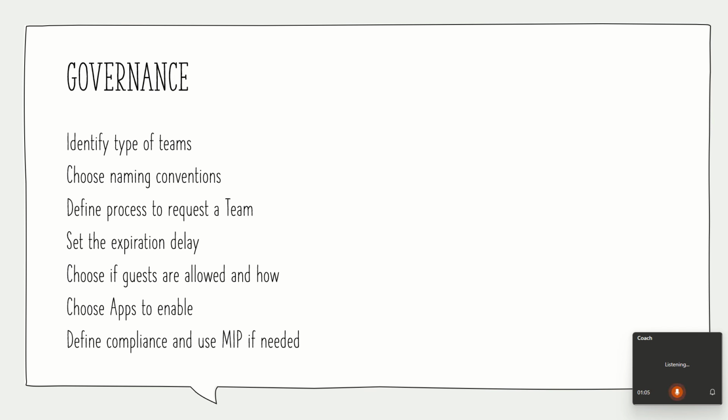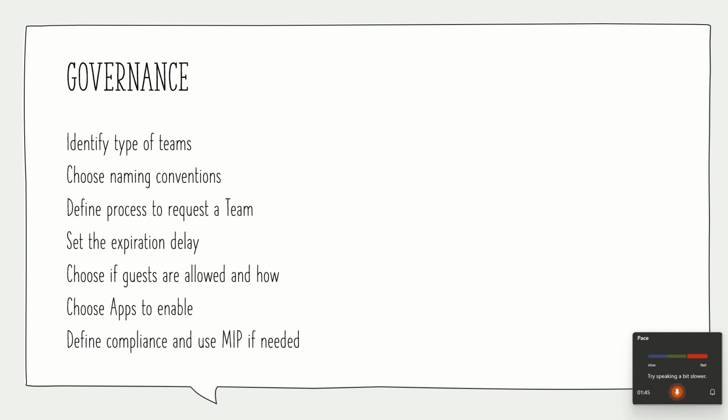Choose if guests are allowed and how they are allowed to join a team. So maybe some enterprises, some organizations don't want to allow external people to join the team. So there's some control to be done here. You can also define what apps you want to present to the users because there are 1,000 apps and maybe some are not certified by Microsoft, so maybe some are risky, maybe some are not useful, maybe it's too confusing to have too many apps. There are Microsoft apps. I would recommend using all the Microsoft apps, but other than that, you need to define which ones you want to provide to your end users.